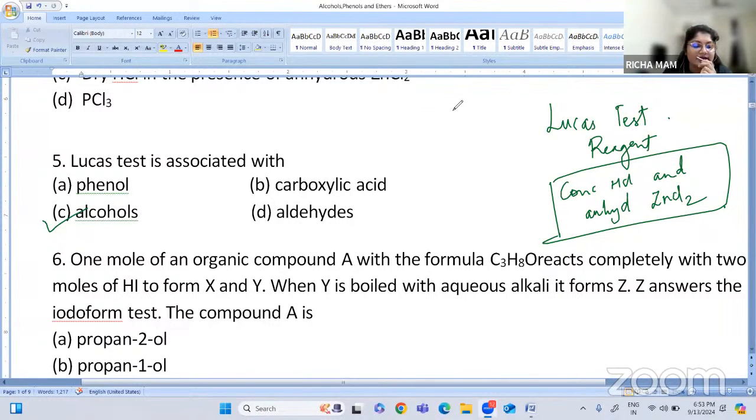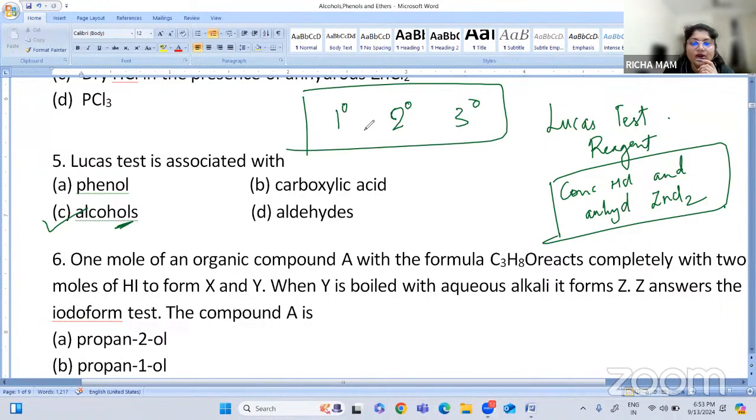So Lucas test, it is associated with what? It is a distinguishing test. Why are we doing the distinguishing test? Because in alcohols we have three types: primary alcohol, secondary alcohol, and tertiary alcohol. If we don't know what type of alcohol is present, then by doing the Lucas test, we can distinguish whether it is a primary, secondary, or tertiary alcohol.